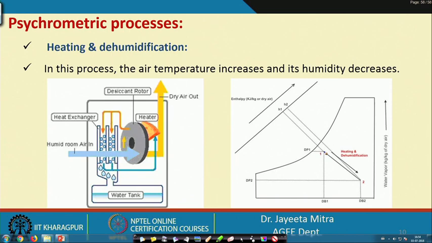So, it will follow from this point, if you consider, from this point to heating and dehumidification, point 2. We are getting a higher dry bulb temperature here, a lowering of the humidity, and also we can assess the difference in the enthalpy between these 2 points.